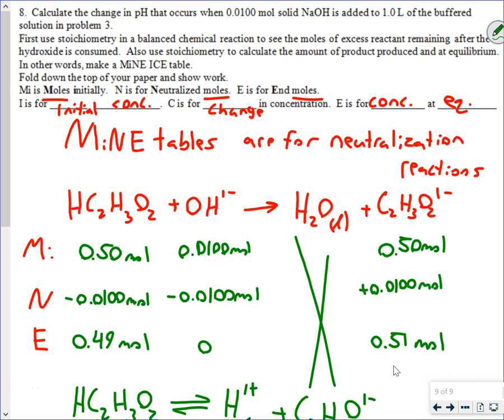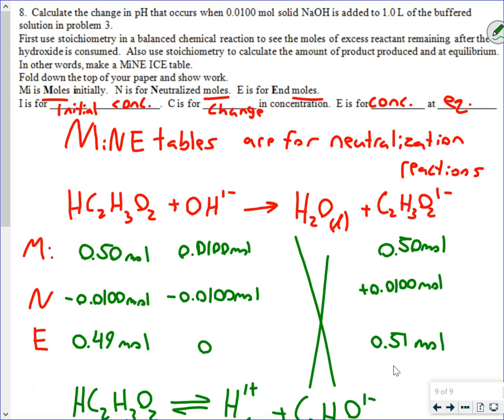Okay? So in this problem, we're adding base, strong base. What in our buffer is going to react with that? It's going to be the acid of our buffer. The acid inside our buffer here is acetic acid. Inside a MINE table, we have to use moles for the numbers. In ICE tables, which we've used previously, we use molarity. But in MINE tables, we have to use moles. The buffer we have is 1 liter, which is very convenient, because then we can simply take our molarities, and the quantity of moles is going to be the exact same.